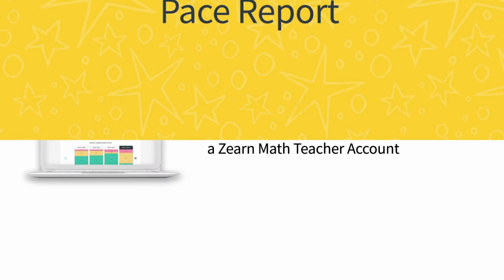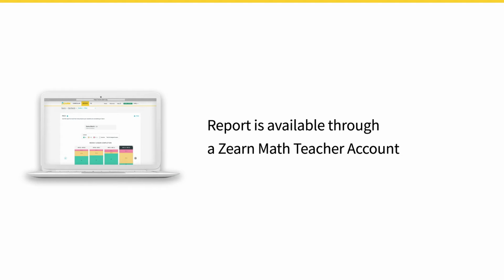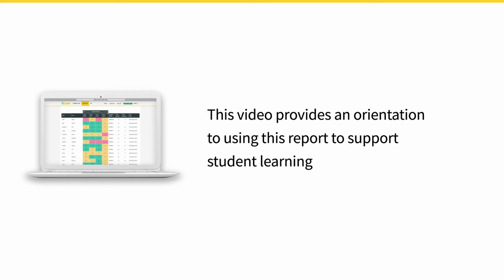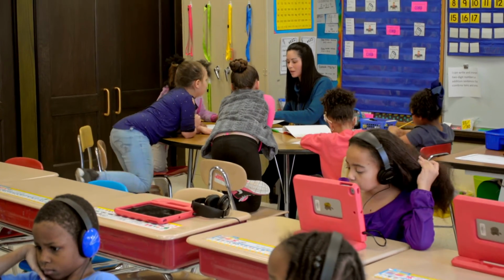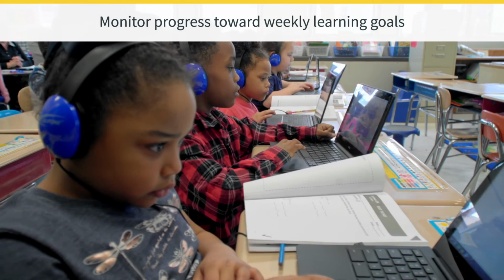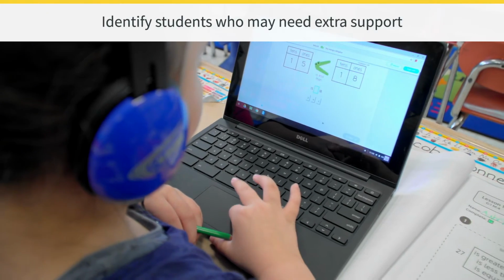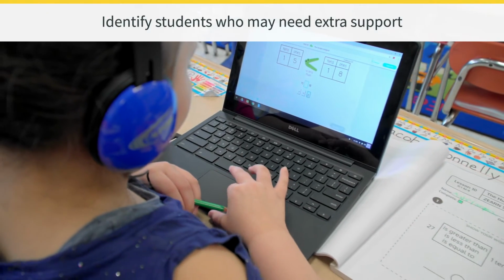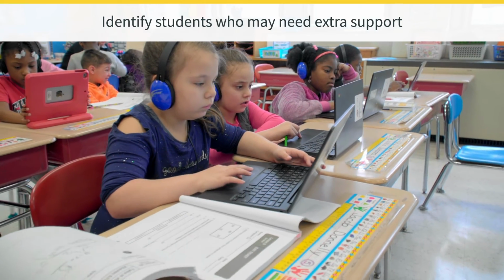The PACE report is one of the class reports available to educators through a Zearn Math Teacher account. This video will provide a detailed walkthrough of all of the data and insights in the report. Teachers can use the PACE report to monitor 1st through 5th grade students' progress towards weekly learning goals and identify students who may need extra support or extra digital time during a flex day.